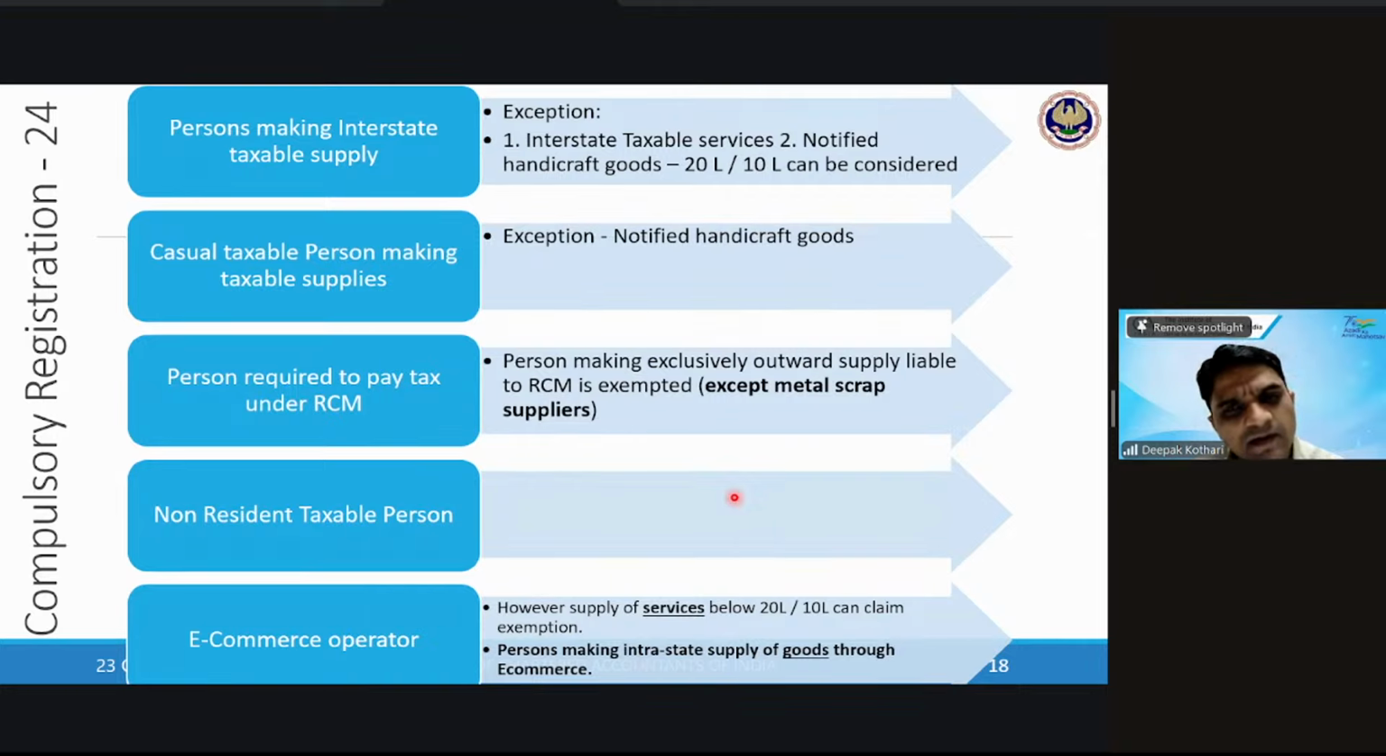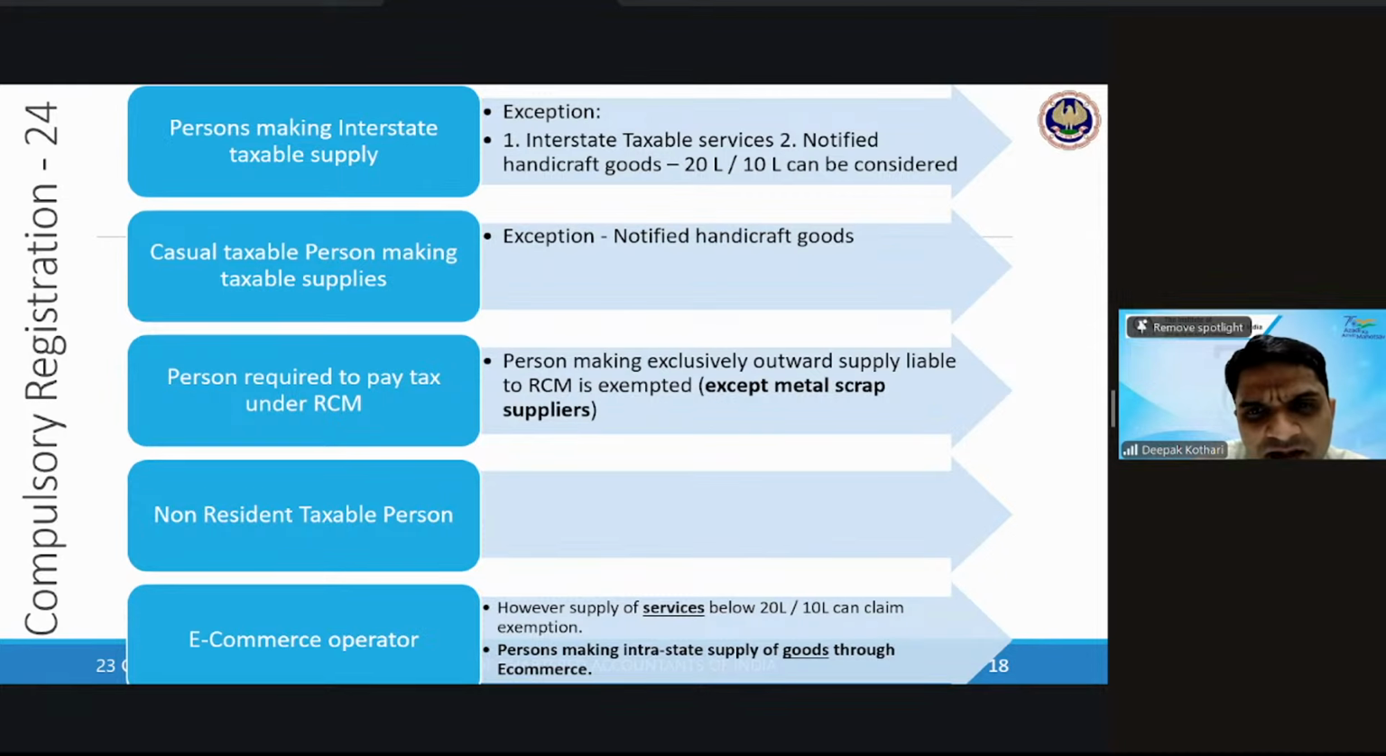Interstate supply, is this limit applicable? No, there is no limit for interstate supply; it is applicable only for intrastate, Prerna. As you can see here, persons making intrastate supply of goods. Only a person who is making intrastate supply of goods. So practically, what do you think? Because I was also thinking, for intrastate supply, how will I have control?